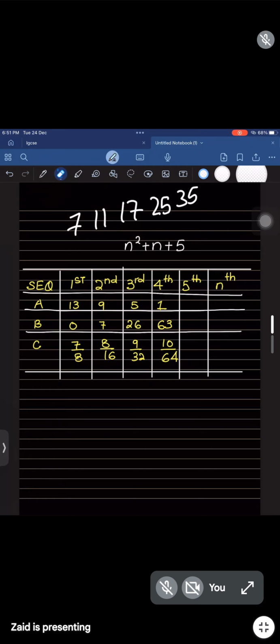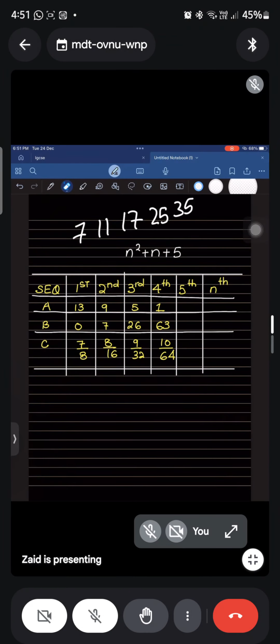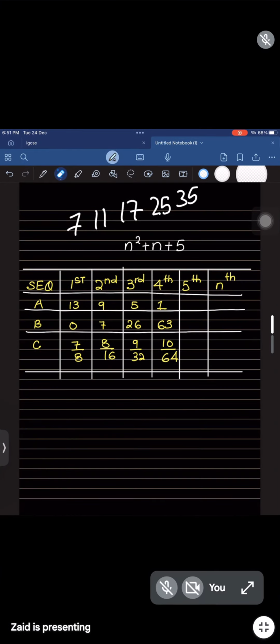Anyone done? Sir, I've finished sequence A. On sequence B, I have found the nth term, but I'm confused with the fifth one because I'm getting a weird answer. If you're done with the nth term, you just put the value of n as 5 to get the fifth term. Finding the nth term is more difficult than finding the fifth term, to be honest. So I didn't struggle at all finding the nth term.